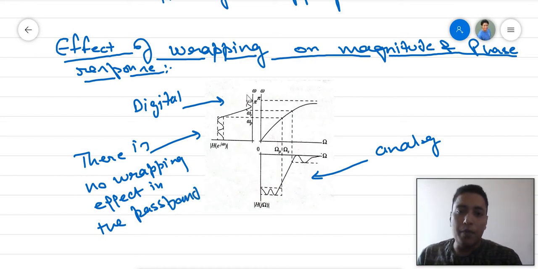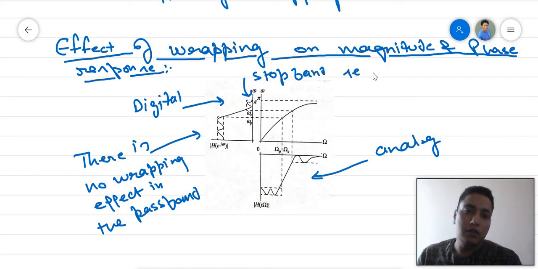but the stop band sees the wrapping effect. Frequencies are compressed in the stop band, whereas the frequency in the analog domain goes like this in the stop band, and they are compressed in the digital domain.